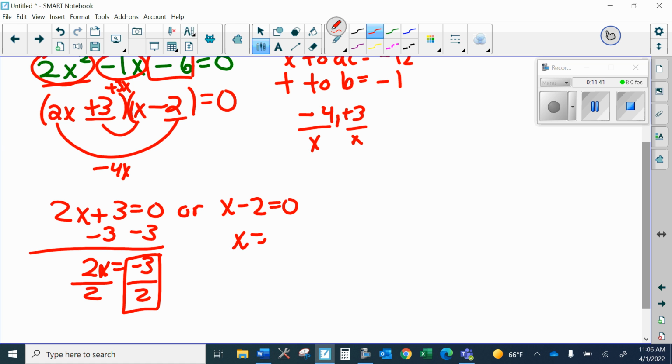This one you can do in your head. You're just adding the 2 across. X equals 2. That's only one step. Okay, so show me the work when it takes 2 steps. You don't have to show me the work when it takes 1 step. You can do that in your head.